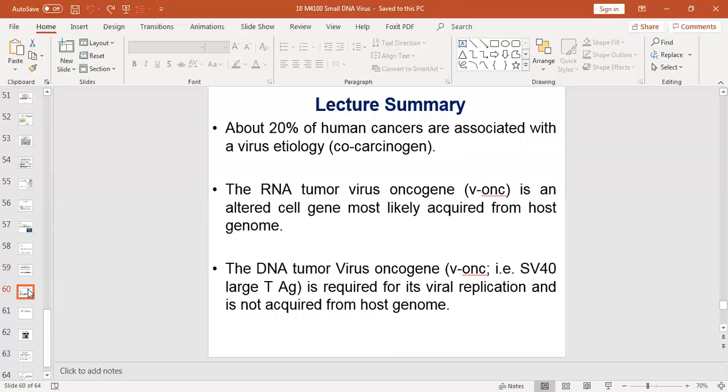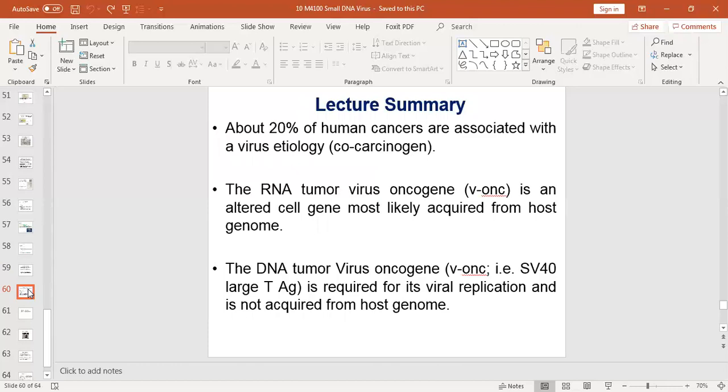20% of human cancers are associated with viral etiology, meaning that a virus is the etiology or the cause of the cancer. However, a virus by itself is not sufficient. We need co-carcinogens.